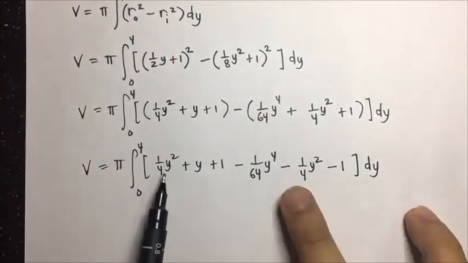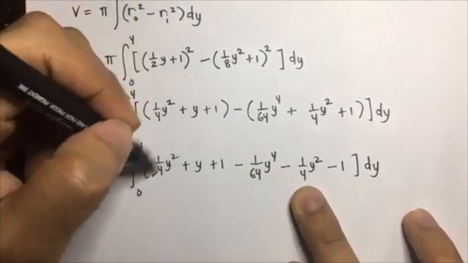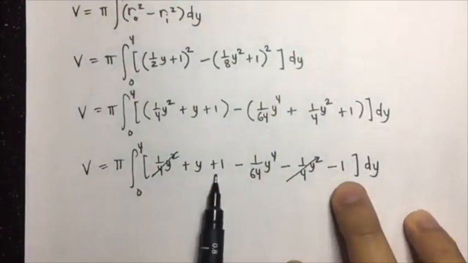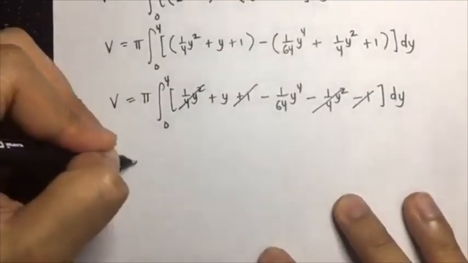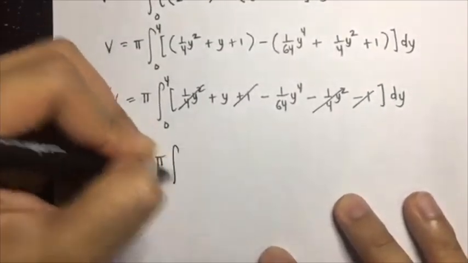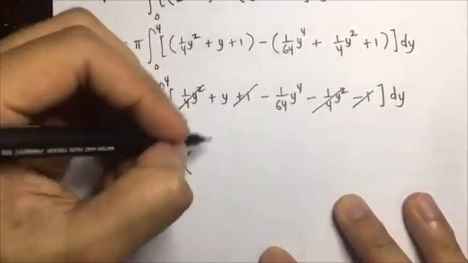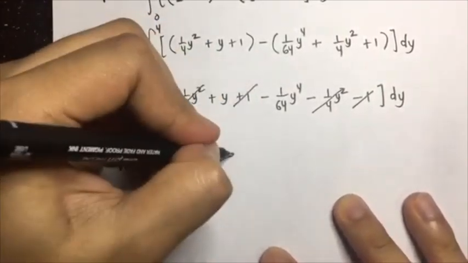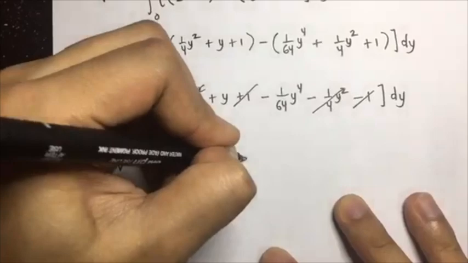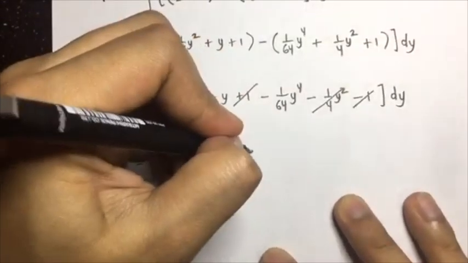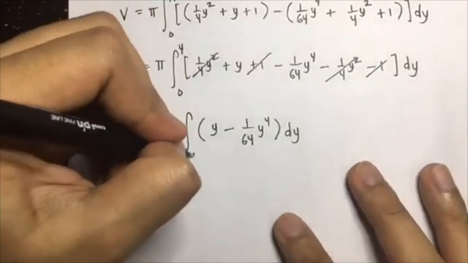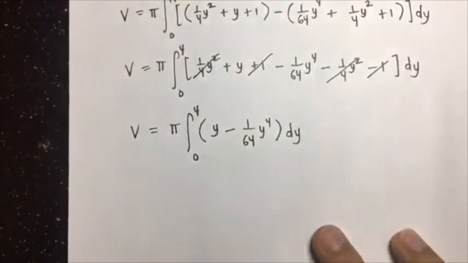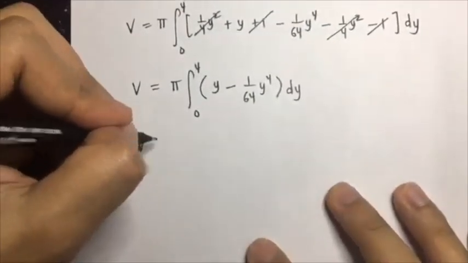So as you can see, we have similar terms. They can be cancelled out, and also the constants. So what will remain is the integral of y minus 1/64 y to the power of 4 from 0 to 4. Okay, so next is integrating.